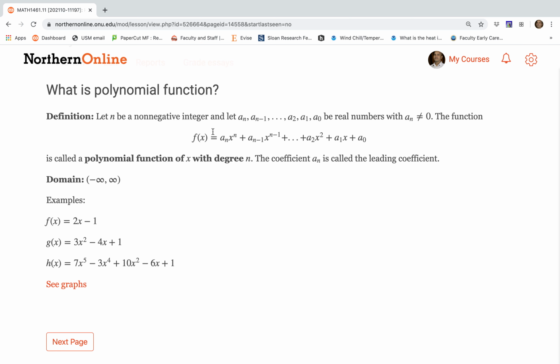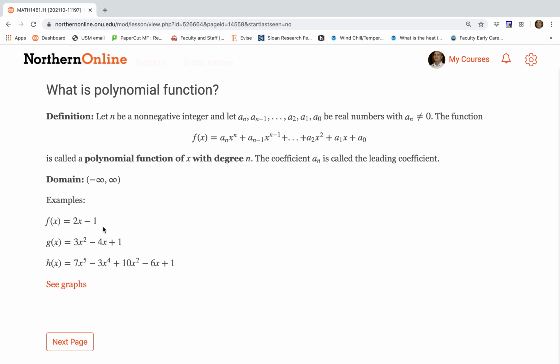The coefficient a sub n is called the leading coefficient. If you look into each of these terms, here is x to the power 0, this is x to the power n, this is x squared, and so on. So whatever is the highest power function appearing there, whatever is the coefficient of that, that is said to be the leading coefficient. And for the term which involves the highest power function, the power of that power function, like here x to the power n, the n is said to be the degree of the polynomial.